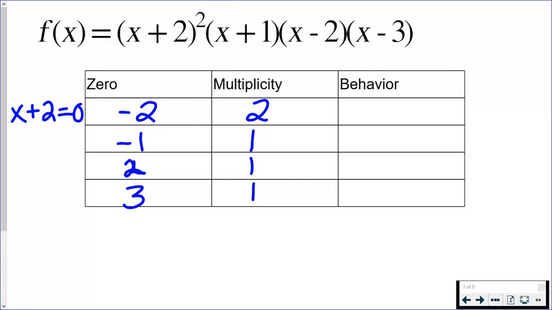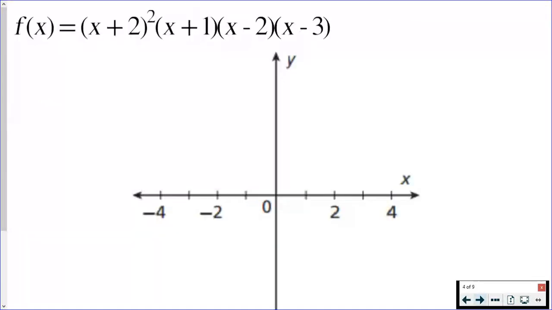So if you have even multiplicity, the graph is going to bounce at that intercept. If you have odd multiplicity, the graph is going to cross at that x-intercept. So the graph is going to bounce at -2 because -2 has even multiplicity. The graph will cross through all of the other x-intercepts because they had odd multiplicity. Now I have everything I need to know. So what I'm going to do first is put my x-intercepts on the graph.